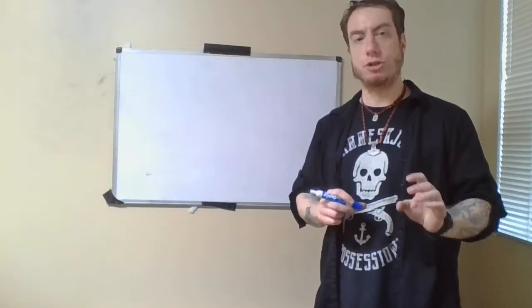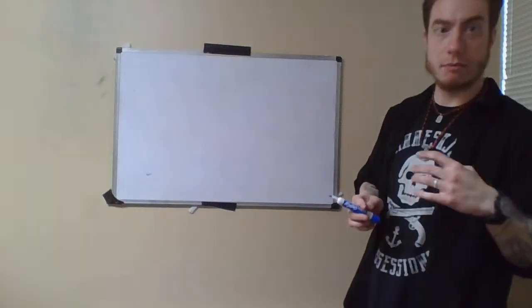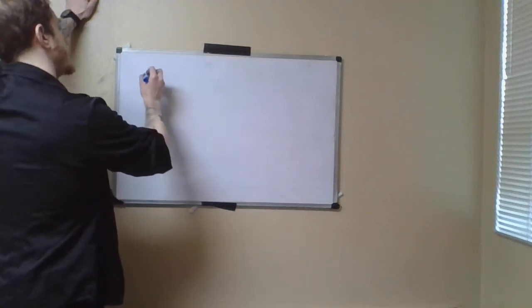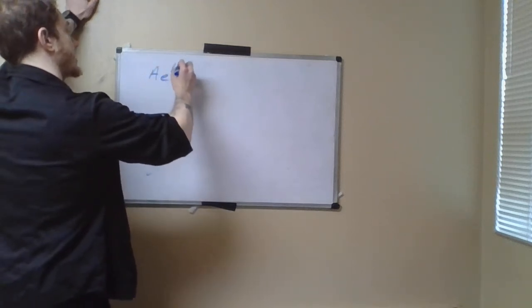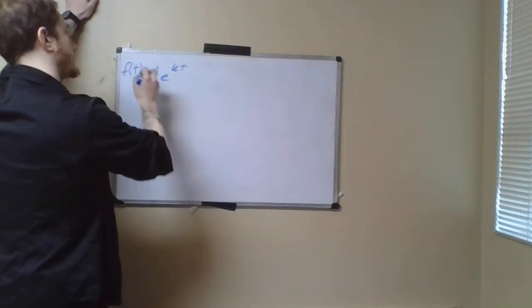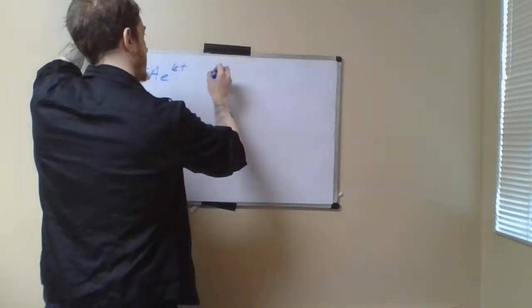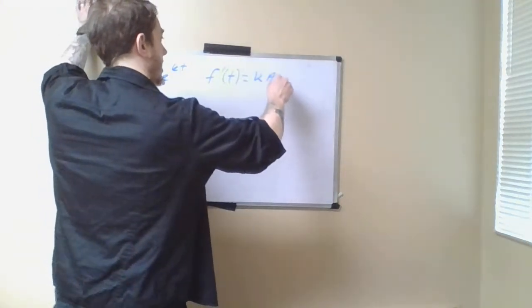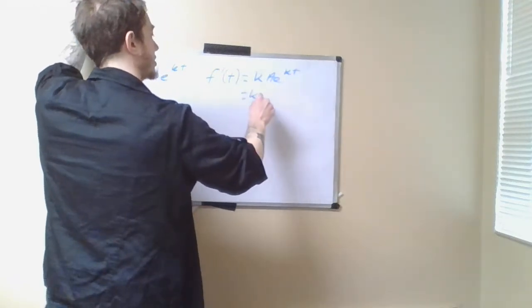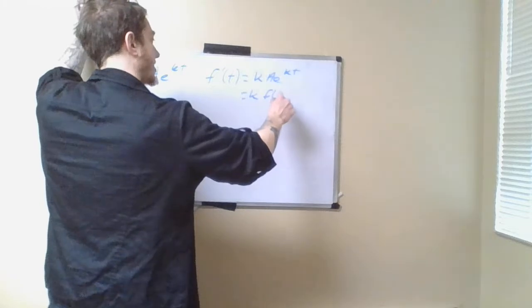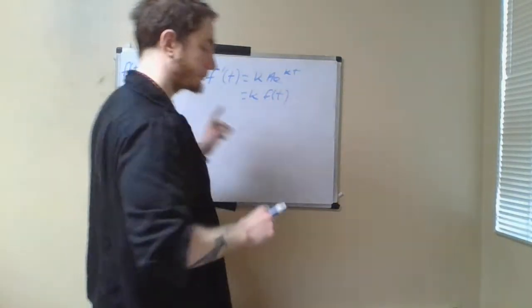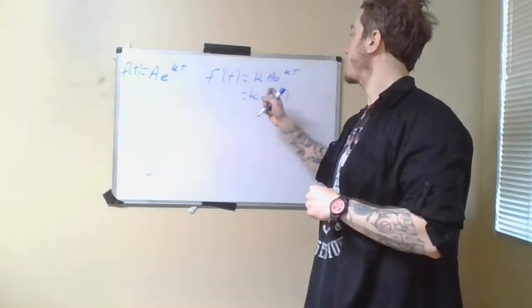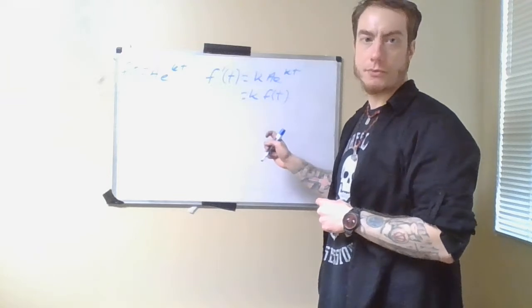Here is the thing about exponential functions, okay? And I mentioned this last time, but we may as well go through it again. If we look at the function ae to the kt, then this has the property that f prime of t is equal to k ae to the kt, which is actually just k times f of t. In other words, functions of this form, their derivative is proportional to the function itself.